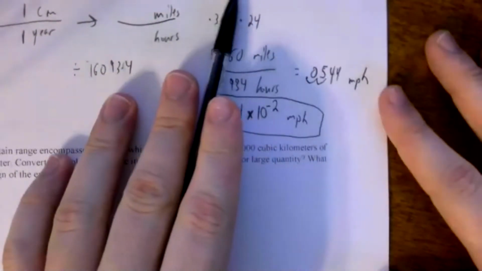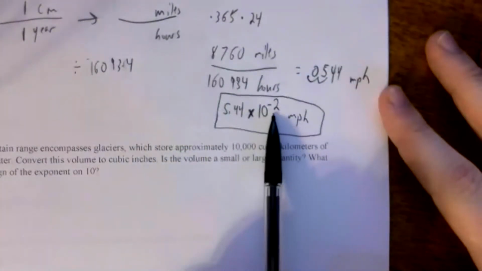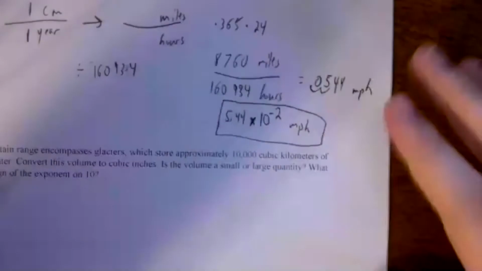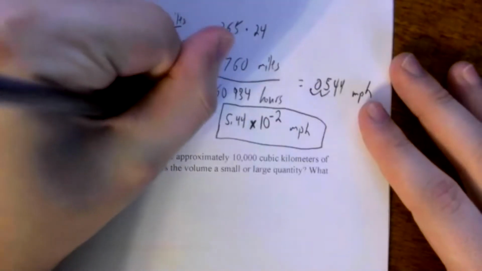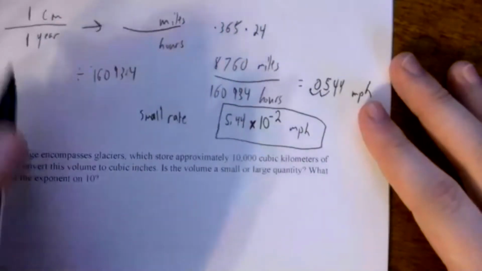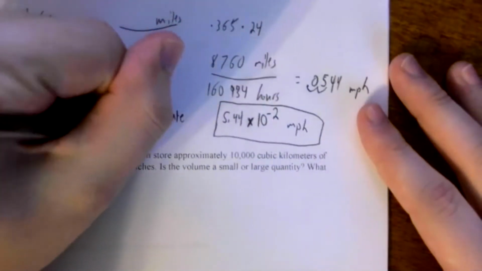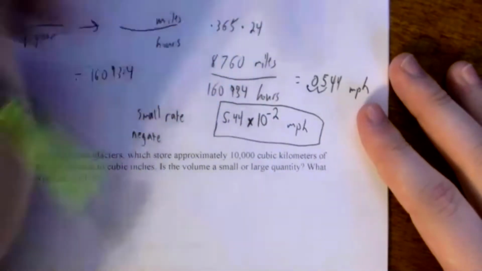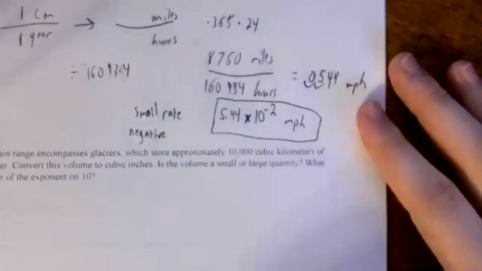The question is, is the speed a small or large rate? We know there's a negative up here, so it's definitely a small rate. Then it asks, what's the sign of the exponent? It's negative. If it's a small rate, it's negative. If it's a big rate, it's positive.